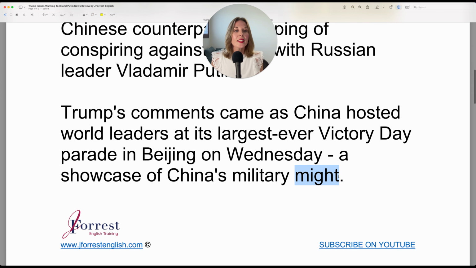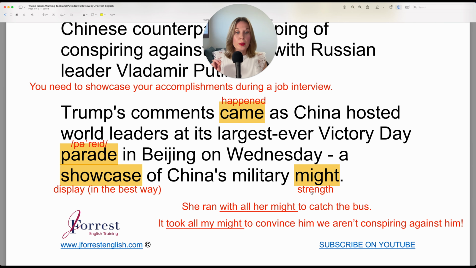Now, in this case, might is not the modal verb. It might rain. That's a modal verb. But in this case, might represents strength. So China's military might, China's military strength. Let's review these two examples with might because it is very commonly used.